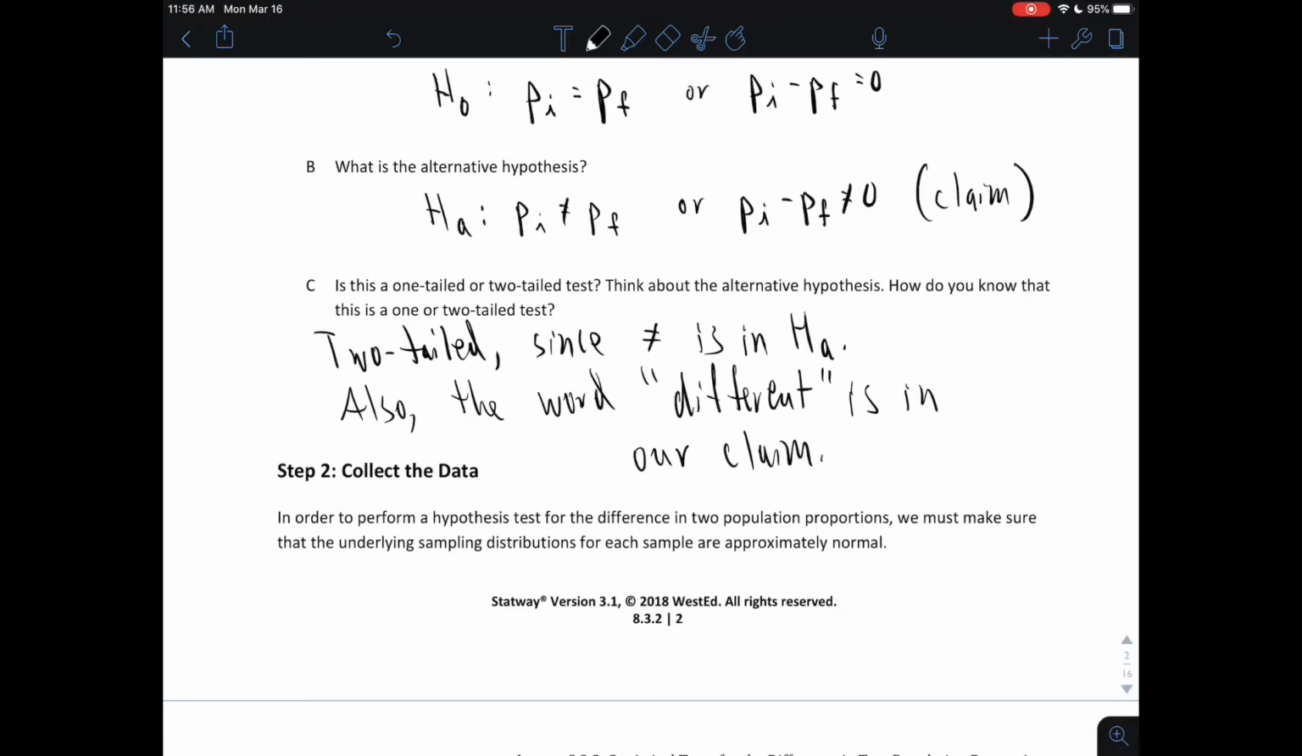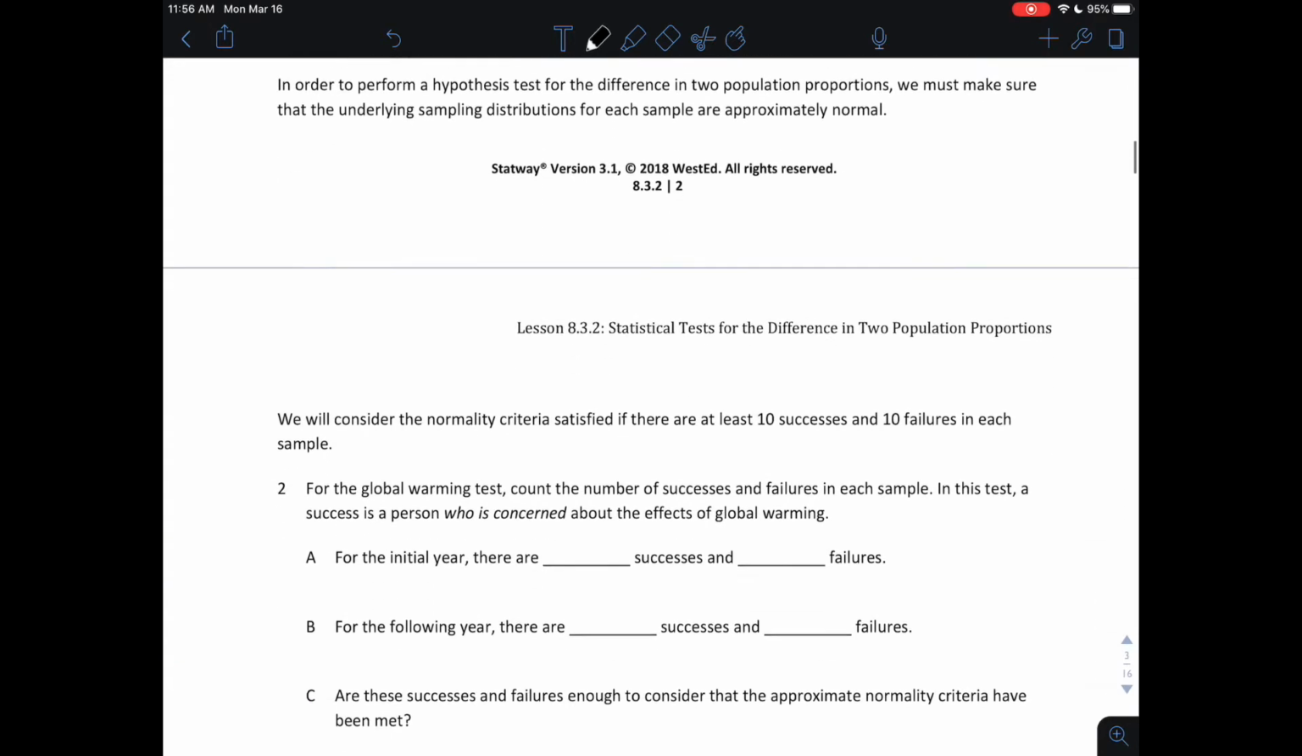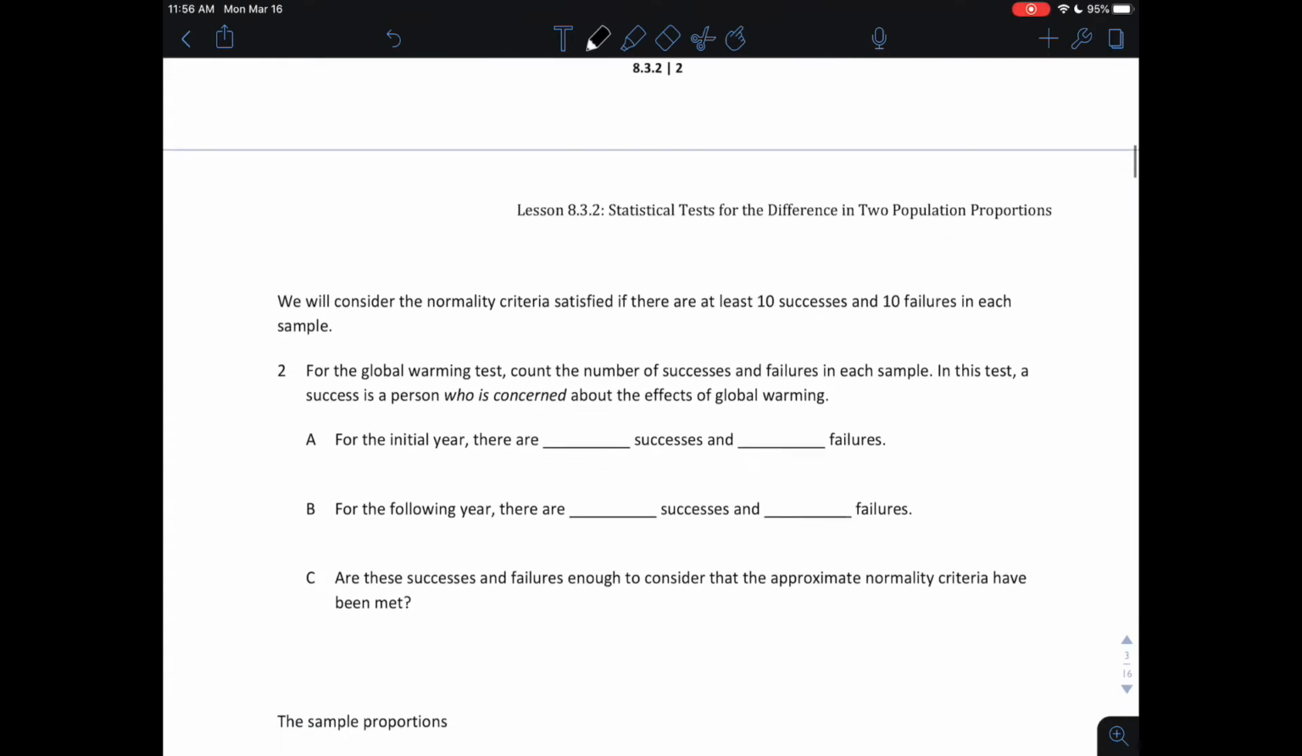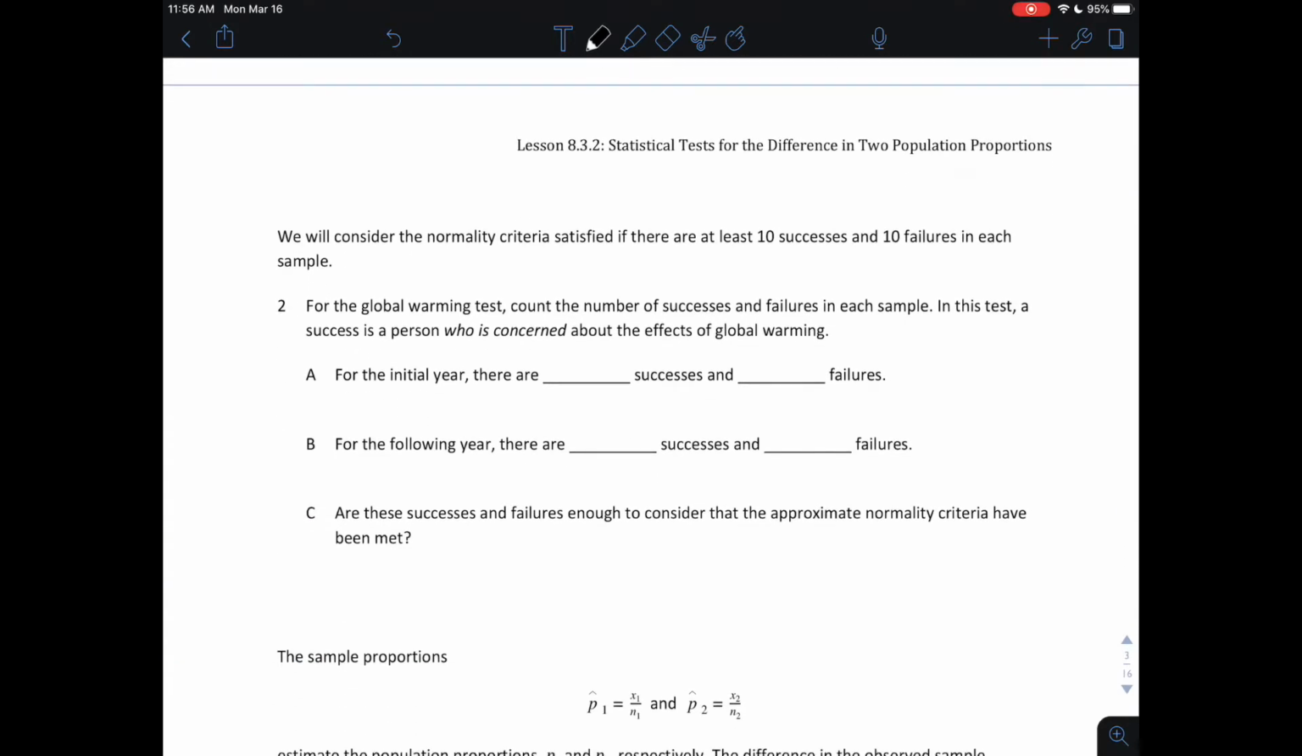Step 2. Collect the data. In order to perform a hypothesis test for the difference in two population proportions, we must make sure that the underlying sampling distributions for each sample are approximately normal. We will consider the normality criteria satisfied if there are at least 10 successes and 10 failures in each sample. So this is the same thing that we saw in Module 7, and we've also seen it a few times already in this module.